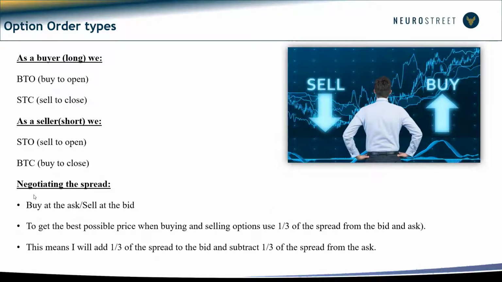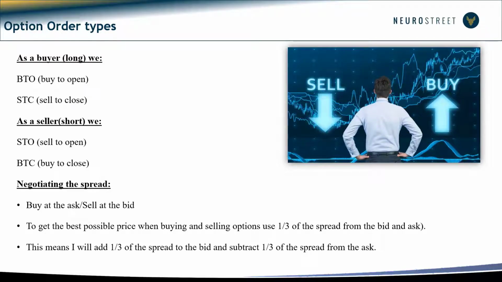Now, one thing you want to know when you get ready to place trades is we're going to be looking to negotiate the spread as best as possible. You don't always want to pay the worst price just because the bid and the ask is set on the option chain. You want to negotiate the spread. So you're buying at the ask, you're selling at the bid. To get the best possible price when buying and selling options, use 1/3 of the spread from the bid or the ask.